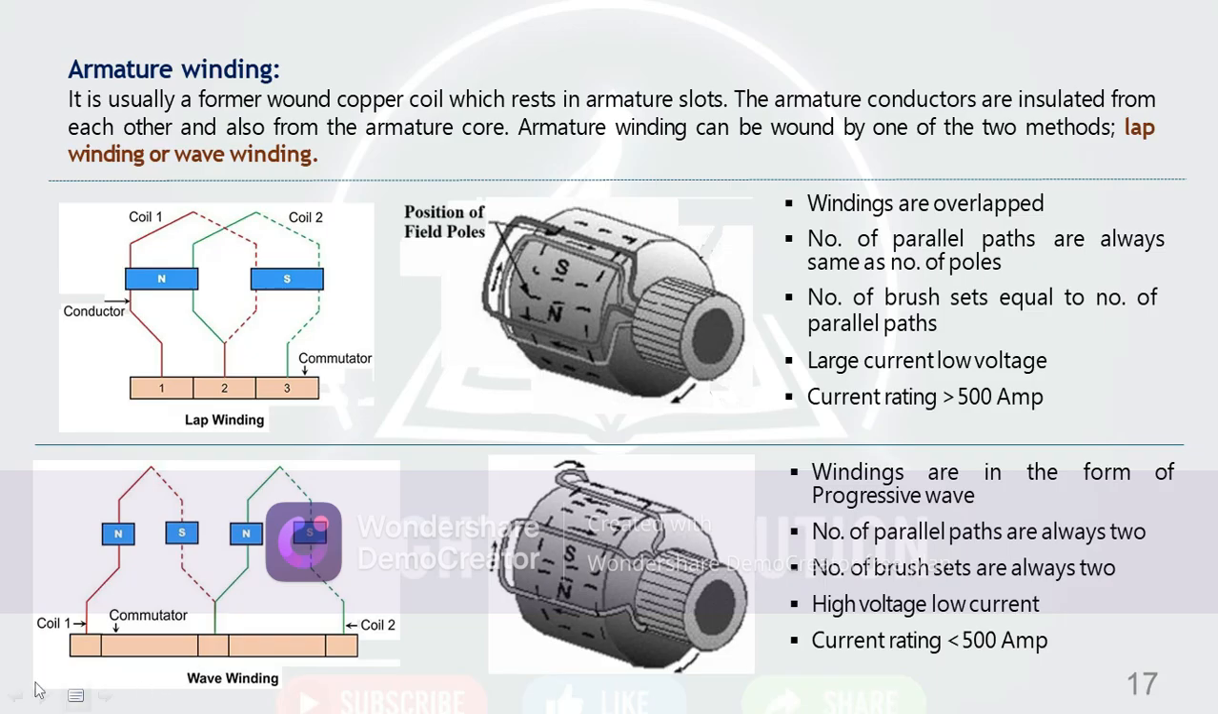Another winding is the wave winding, where the windings are in the form of a progressive wave. The number of parallel paths is always two, incoming and outgoing, only two. So the number of brush sets is always two. It is suitable for high voltage and low current, which is less than 500 ampere.